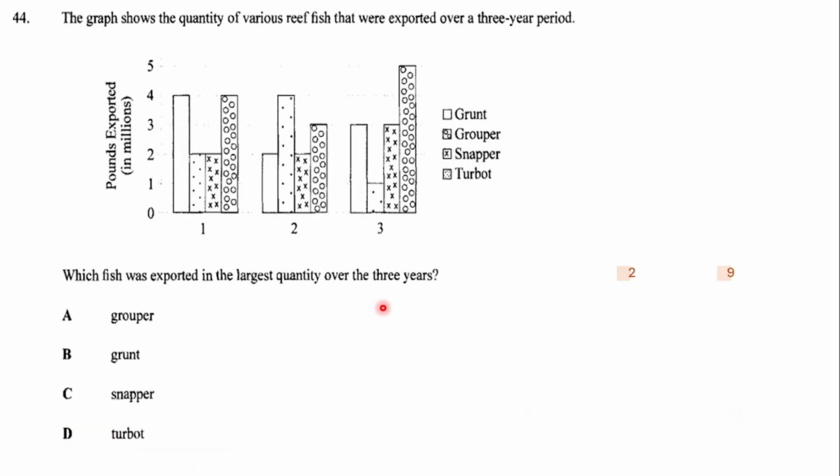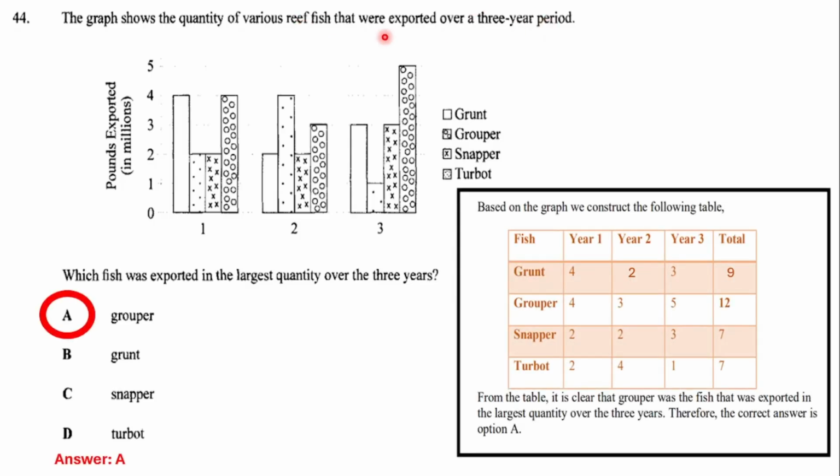Let's move on to question number 44, and it says the diagram shows the quantity of various reef fish that were exported over a 3-year period. Again, the graph shows the quantity of various reef fish that were exported over a 3-year period. So here we have grunt, grouper, snapper, and turbot. And they're asking us which fish was exported in the largest quantity over the 3 years. And the correct answer is definitely going to be grouper.